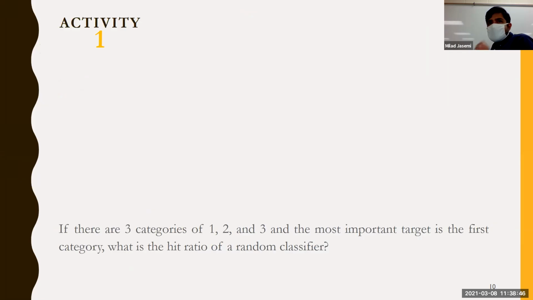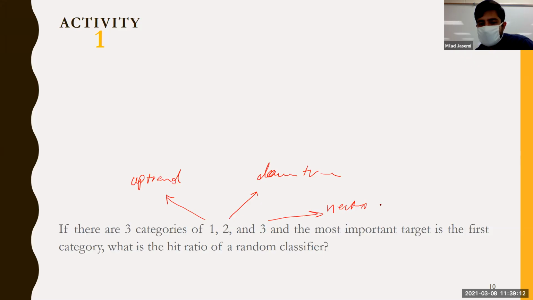Okay, so the activity that I'm asking you to do is exactly the same thing that you are going to do with a neural network. If there are 3 categories of 1, 2, 3, then we have exactly here 3 categories of uptrend, downtrend, and neutral. And the most important target is the first category. So we want to find the uptrend ones.